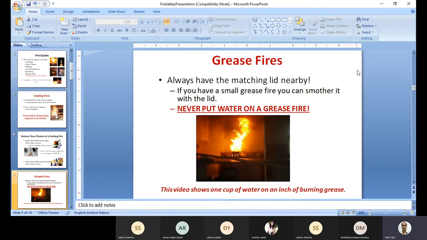Okay, so a small amount of fire, like shown in the image, this could be a grease fire. Always have a matching lid; put the lid on. In case you think that the fire is going out of control, put the lid there. That is why we always keep a matching lid nearby. And never put water on a grease fire.